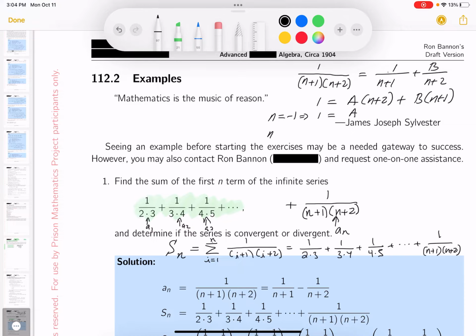And then I would pick n equals minus 2. Well, the left side's always 1. And what do you get there? You just get minus b. So what's the b? The b is minus 1. Let me get my eraser out, and I'll write that down.